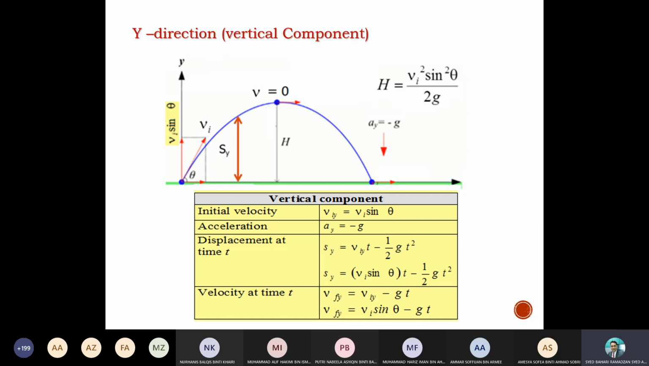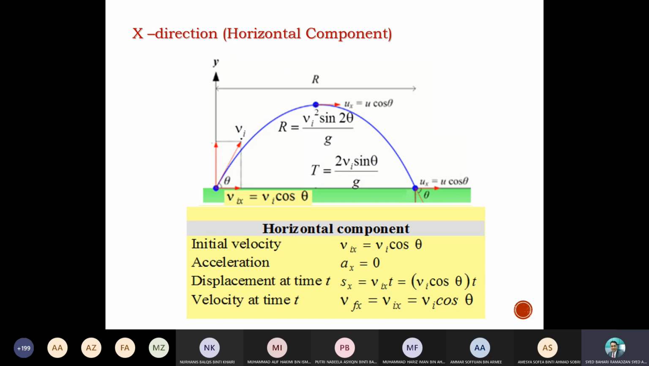So we can have different signs. For example, y is like this. That's why y can be negative. So it can be v final y. It can be negative because it's in a different direction. Okay, so that's it for the y components.